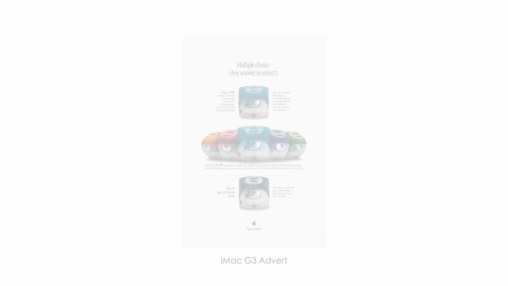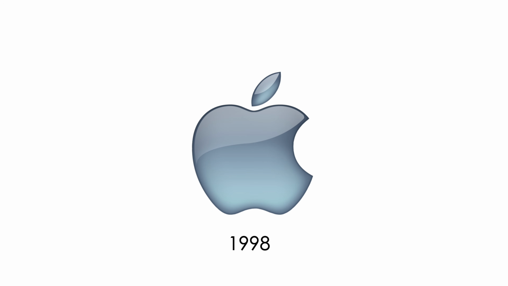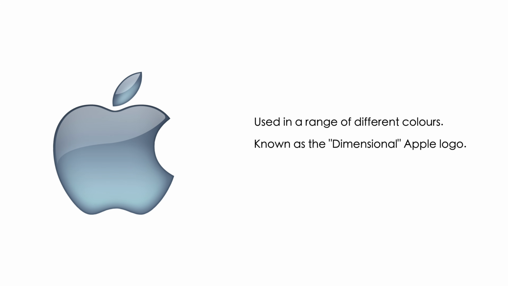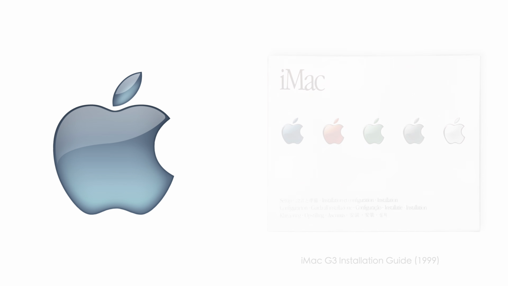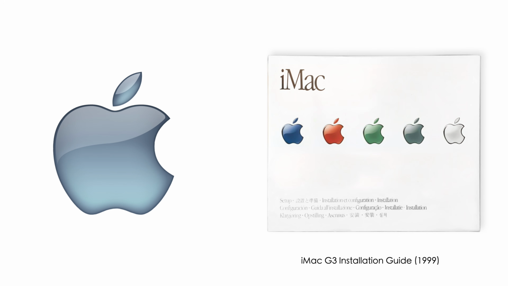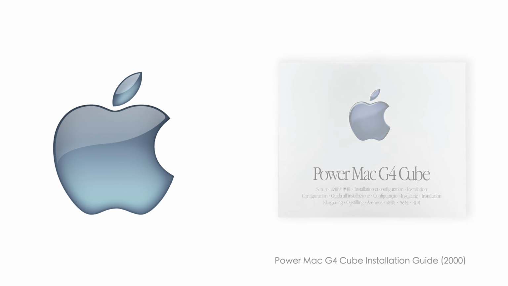Along with it came a new logo in a range of colours to match the colours of the different iMac models. This logo was referred to by Apple as the dimensional logo, due to it being the first Apple logo with a 3-dimensional appearance. It was used on their packaging, in adverts and on the computers themselves.